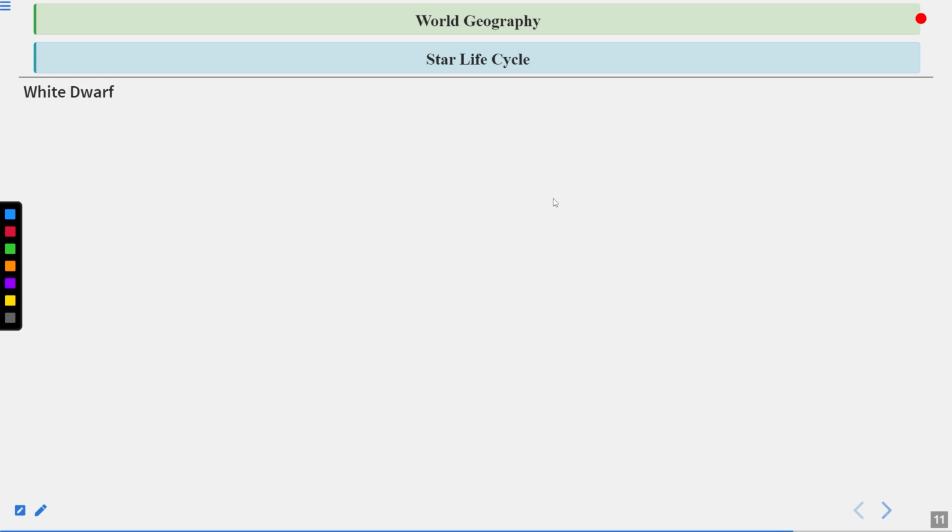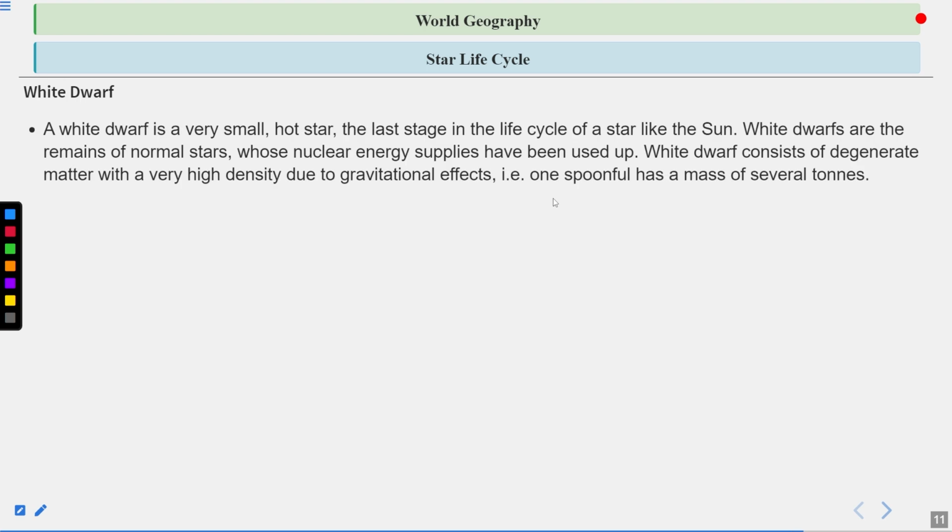White dwarf. A white dwarf is a very small hot star, the last stage in the life cycle of a star like the Sun. White dwarfs are the remains of normal stars whose nuclear energy supplies have been used up. White dwarfs consist of degenerate matter with a very high density due to gravitational effects. That is, one spoonful has a mass of several tons.